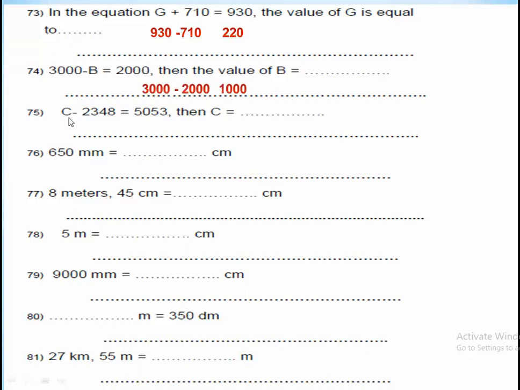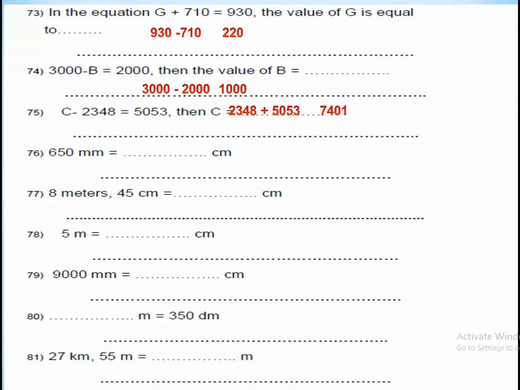Okay, in subtraction, whole minus part equals part. So here we need to find the whole. It will be 2348 plus 5053. It will be 7401. 650 millimeter equals how many centimeter?